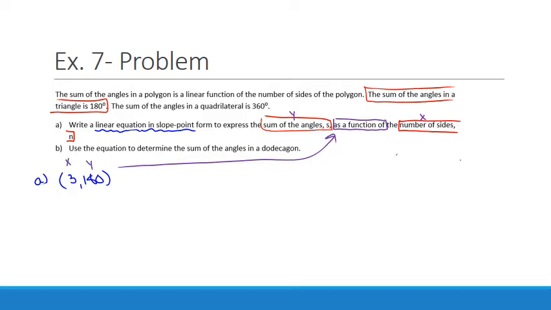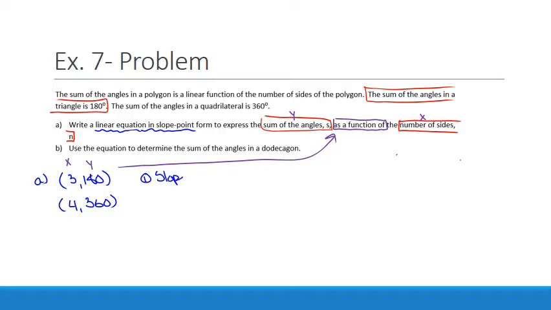Okay? So it had a description that was trying to tell you what goes with what. But it's kind of code, right? Like if you didn't know that "as a function of" is code for, hey man, this is the independent and dependent variables, then you would have no clue how to do this. But now you do. So now the other point, it's a quadrilateral. So now I have 2 points, meaning I can find the slope, and then I can write this in slope point form. So I'll do that.